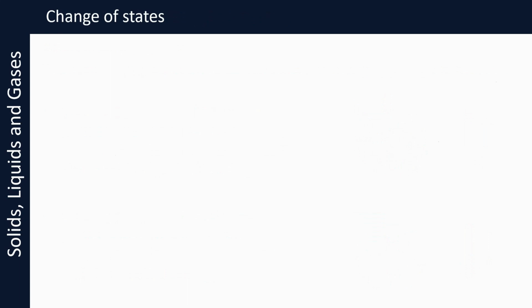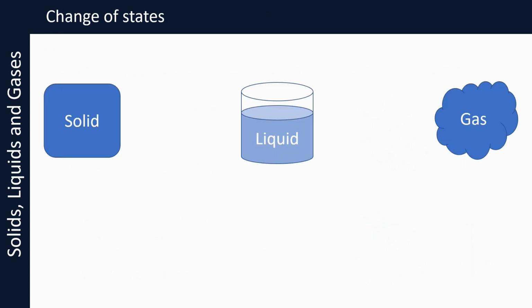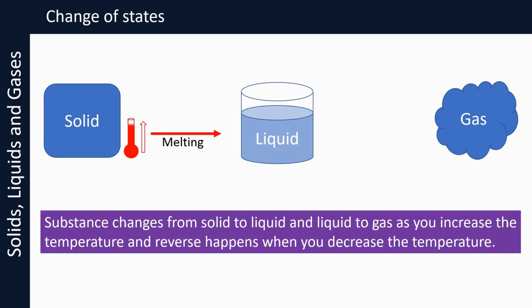Let's look at change of states more closely. A substance changes from solid to liquid due to a process called melting, and from liquid to gas due to a process called boiling as you increase the temperature. It changes from gas back to liquid due to a process called condensation, and from liquid back to solid due to a process called freezing as you decrease the temperature.